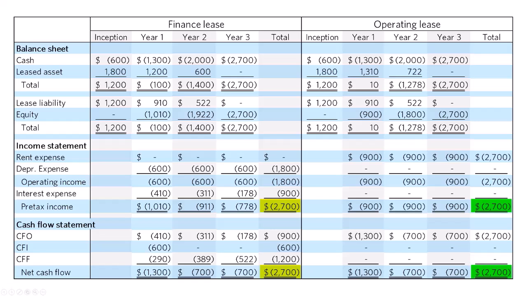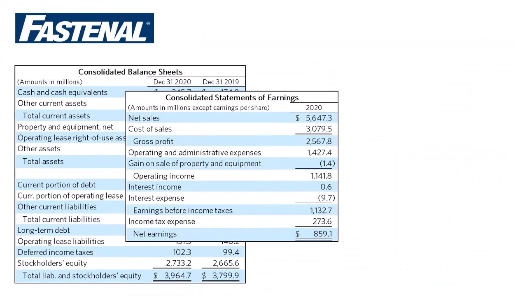Having seen the accounting for leases, now let's look at how leases affect financial ratios. We use data from Fastenal, whose primary operations involve the distribution of industrial fasteners. We'll look at three ratios: debt to equity, return on assets, and return on equity. Then we'll look at the DuPont decomposition of return on equity.